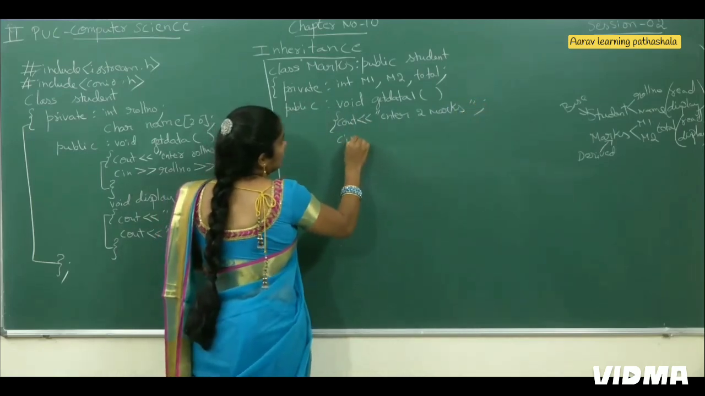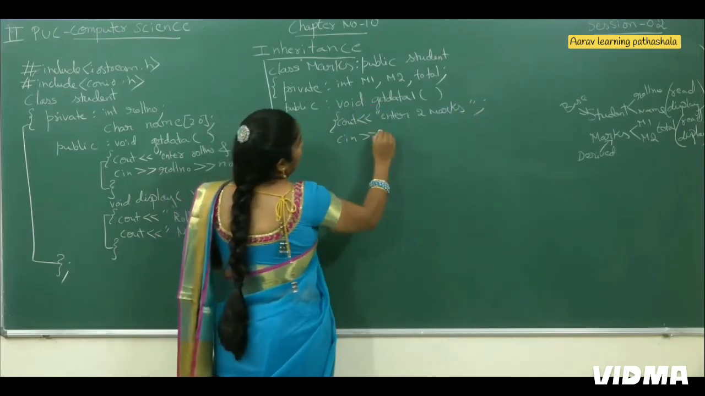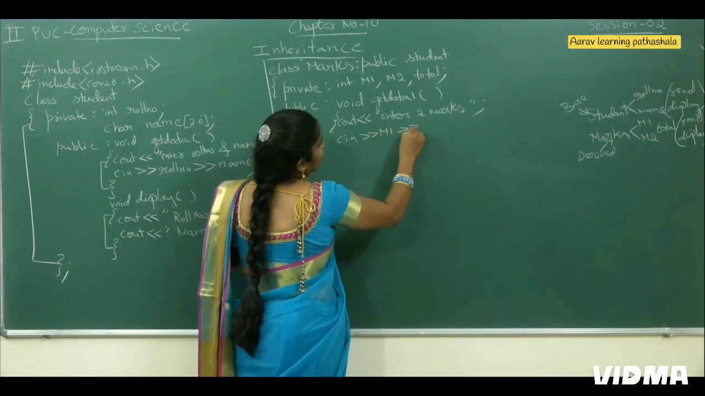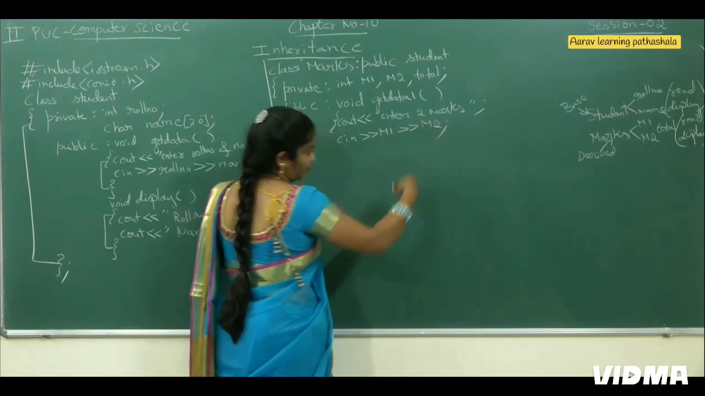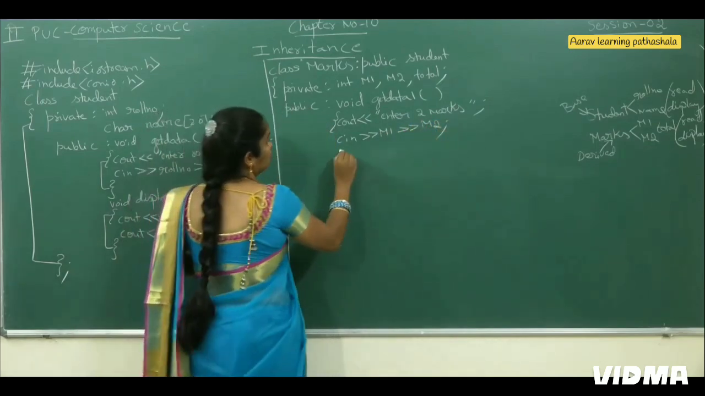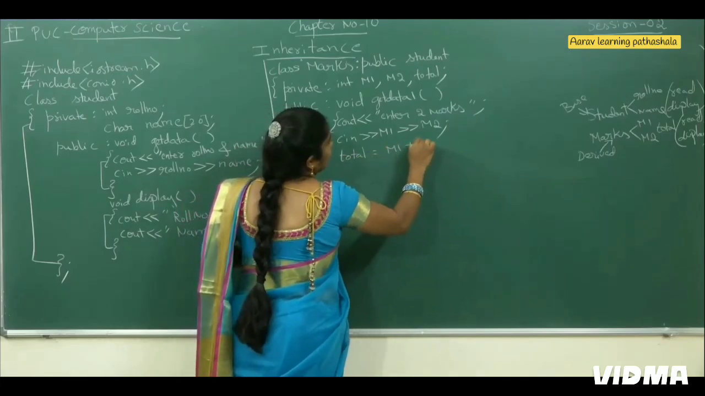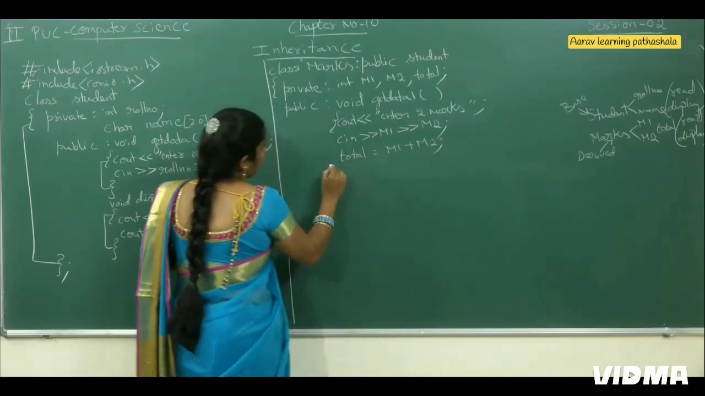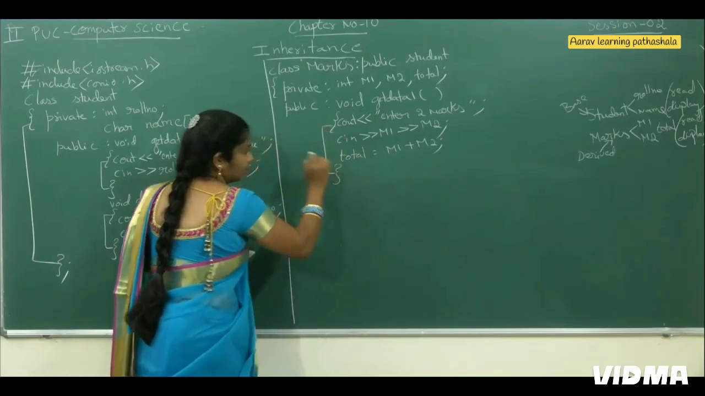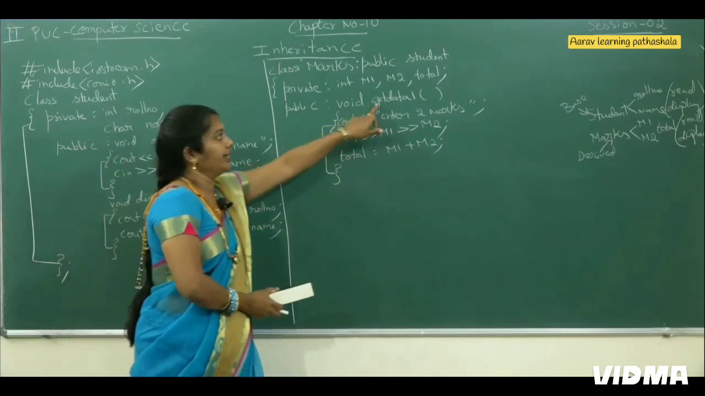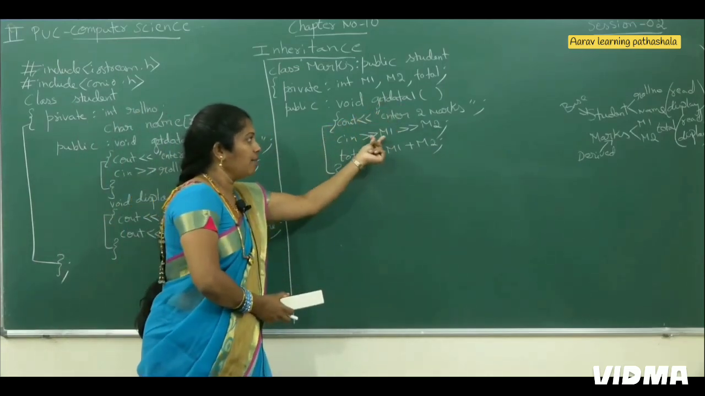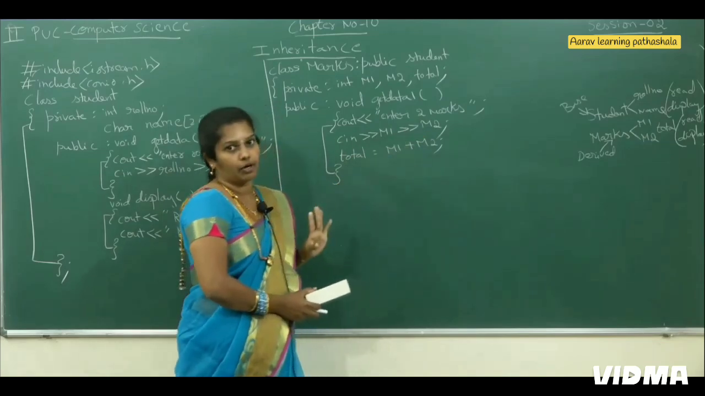Then input that value, say in extraction operator M1, extraction operator M2. Then find the total. How to find total? Total equals M1 plus M2. Then close this function. In the get data 1 function, I have taken marks 1 and marks 2 as input and calculated the total.